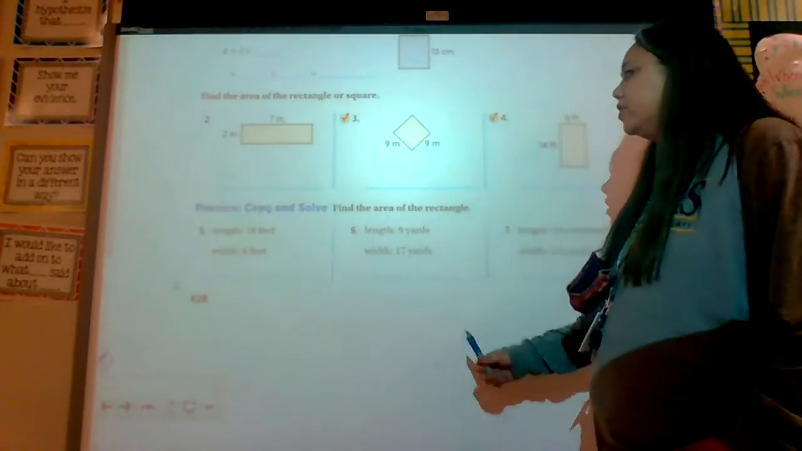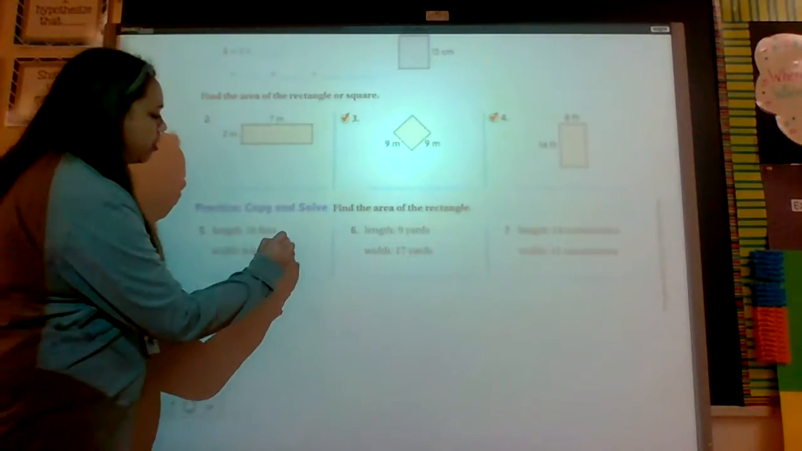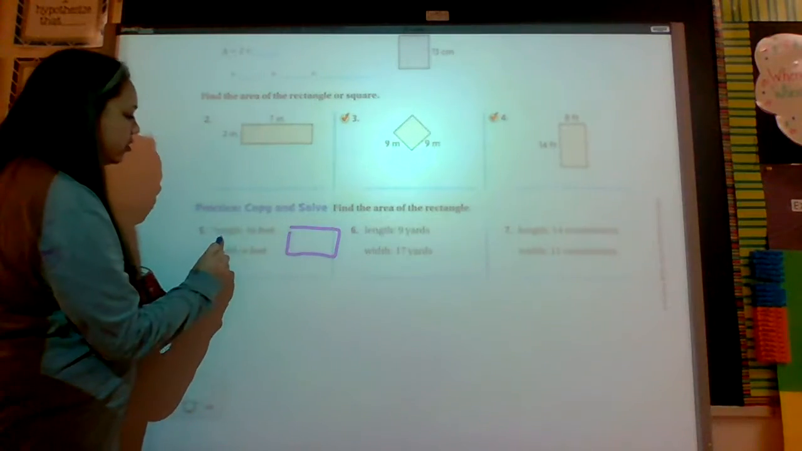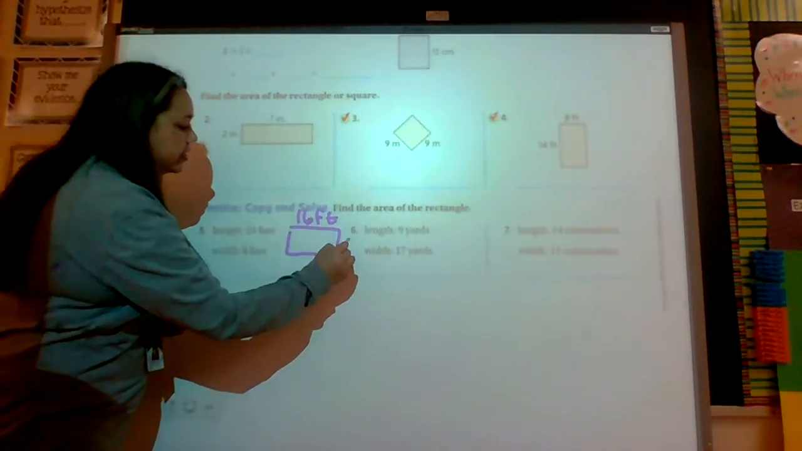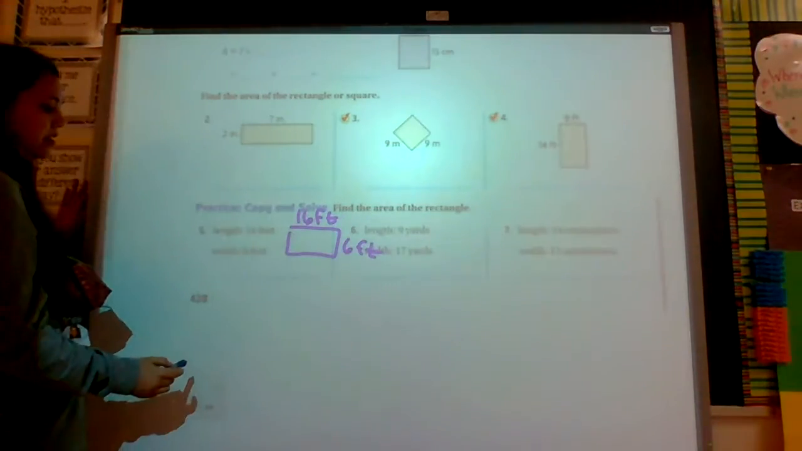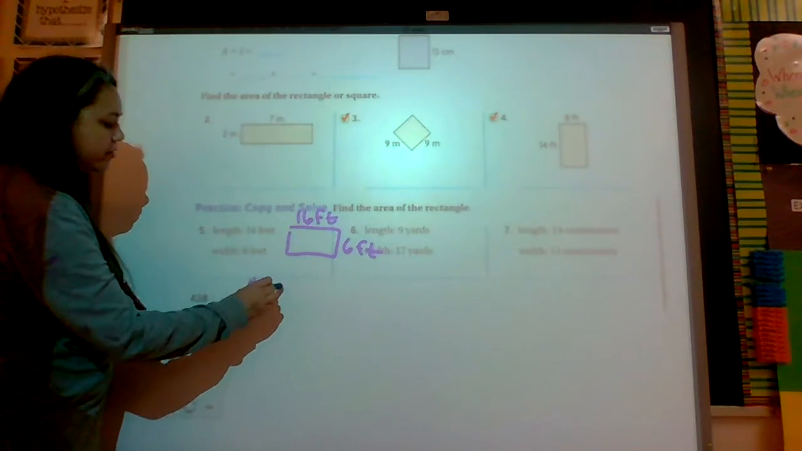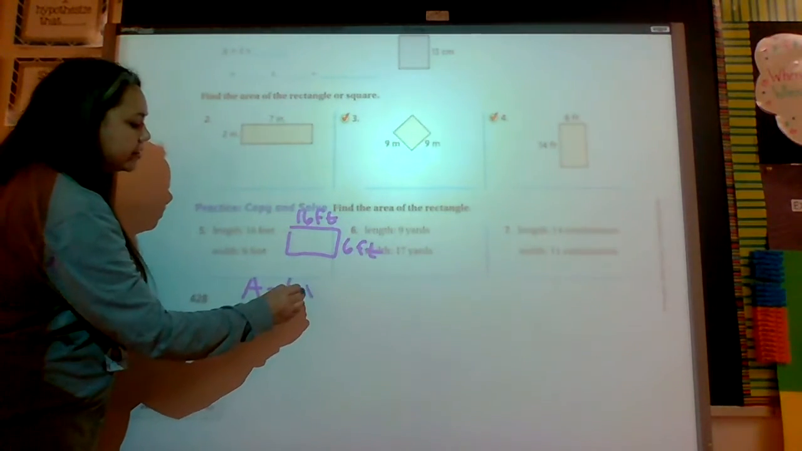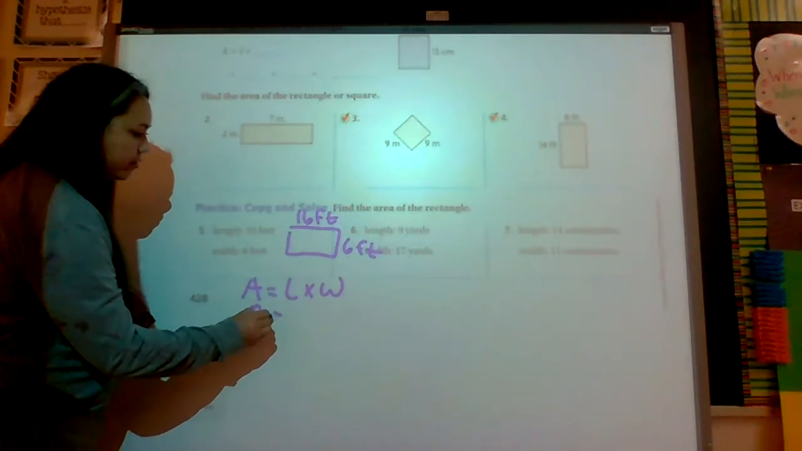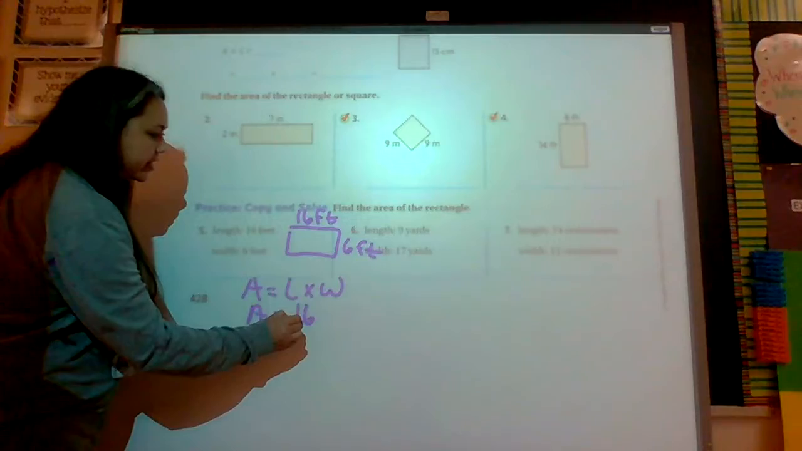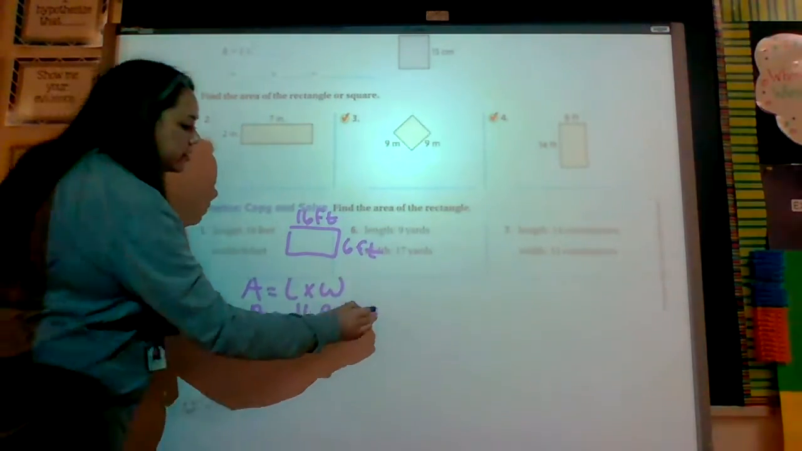Here, they just tell you to find the area of a rectangle. So they tell you the shape is a rectangle. And if you want to, draw that picture. And it tells you the length is 16 feet and the width is 6 feet. So you write, the first thing I want you to do is write your formula. A is equal to length times the width. Okay? So then A is equal to, the length is 16 feet times 6 feet.